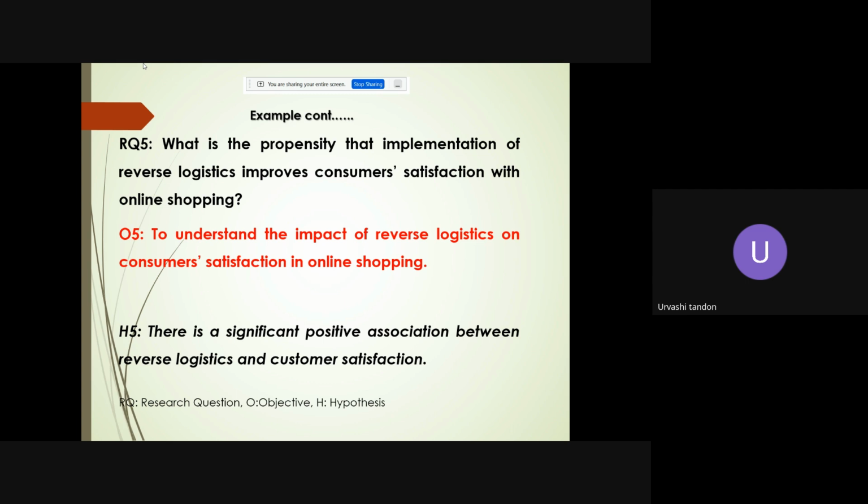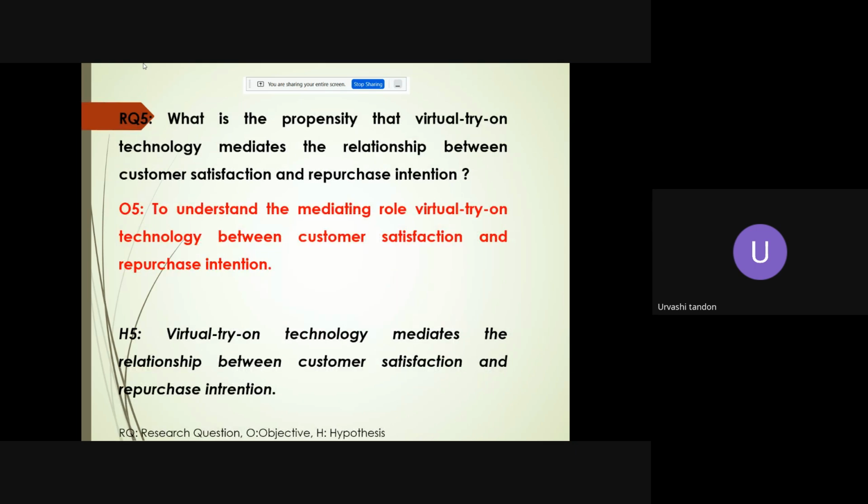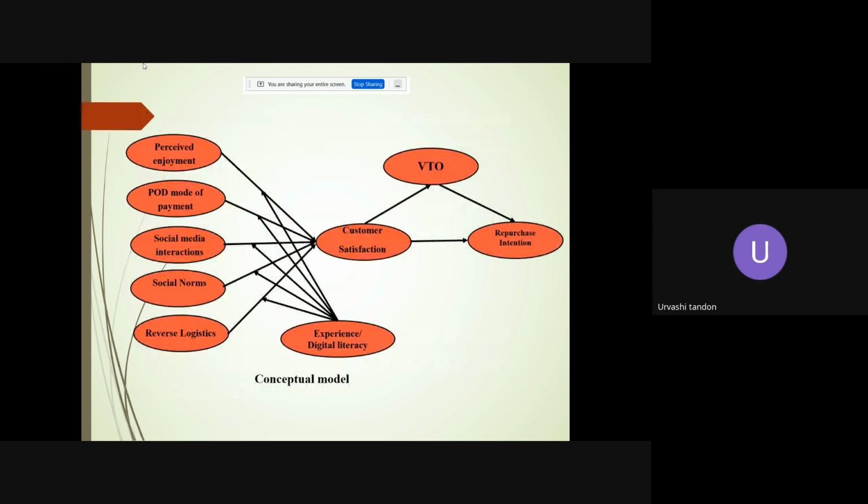So here it is to understand the impact of reverse logistics on customer satisfaction, and there is a significant positive association between reverse logistics and customer satisfaction. And again, I added one mediating variable, virtual try-on technology, because this is very common these days. Virtual try-on technology is used by Tanishq also, Biba also, and Lenskart also. And this is the model which is being framed.